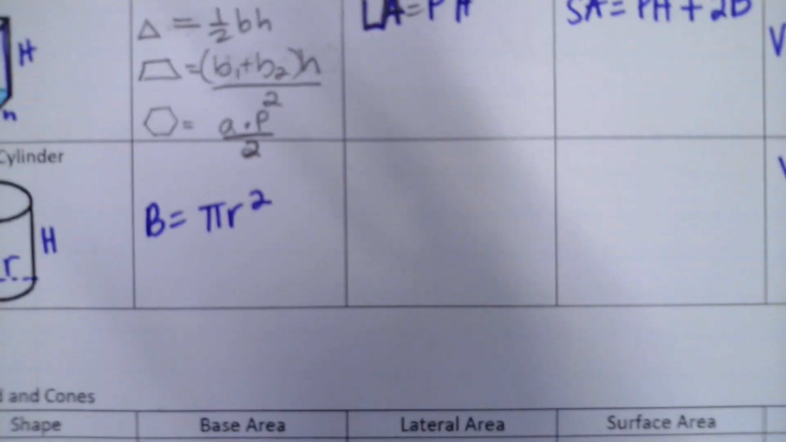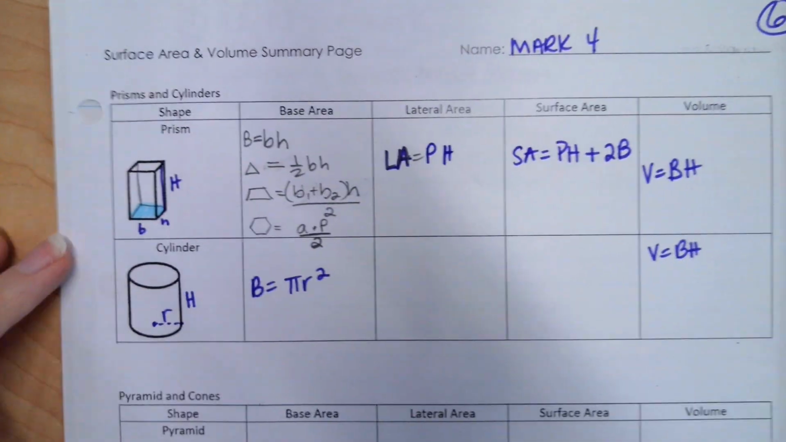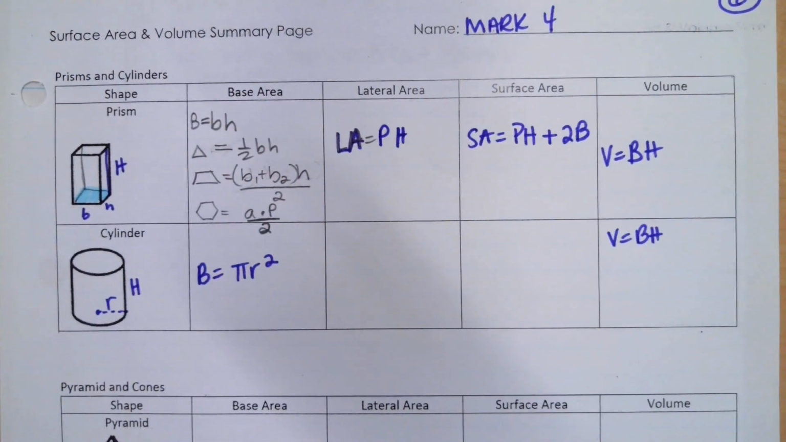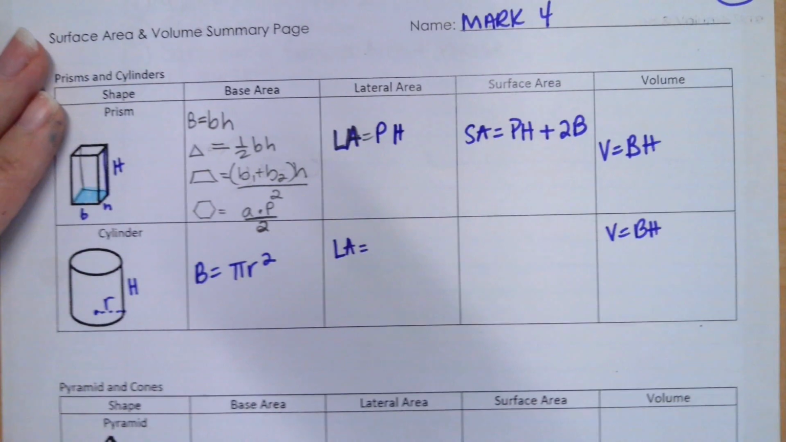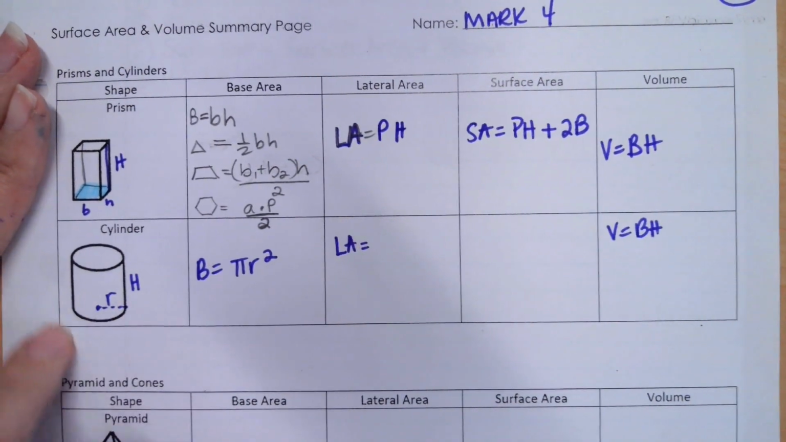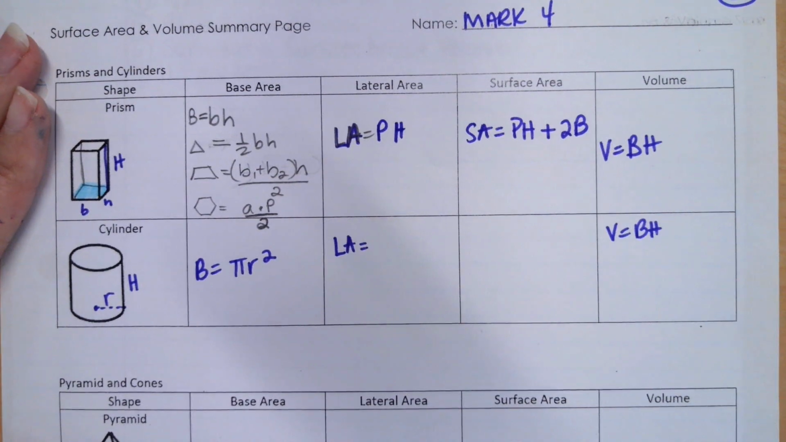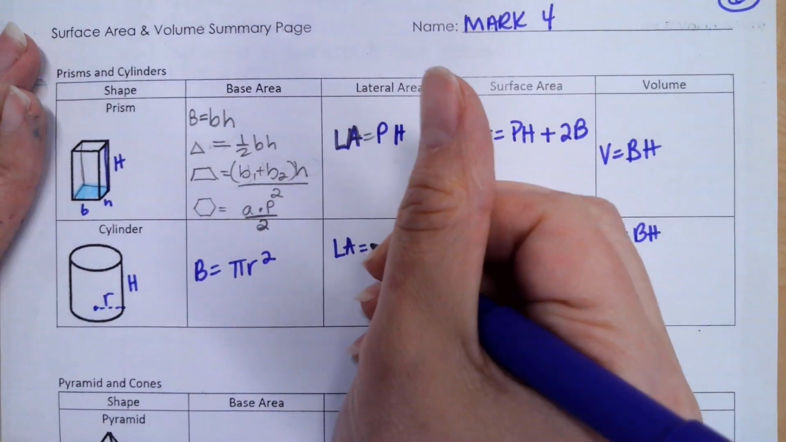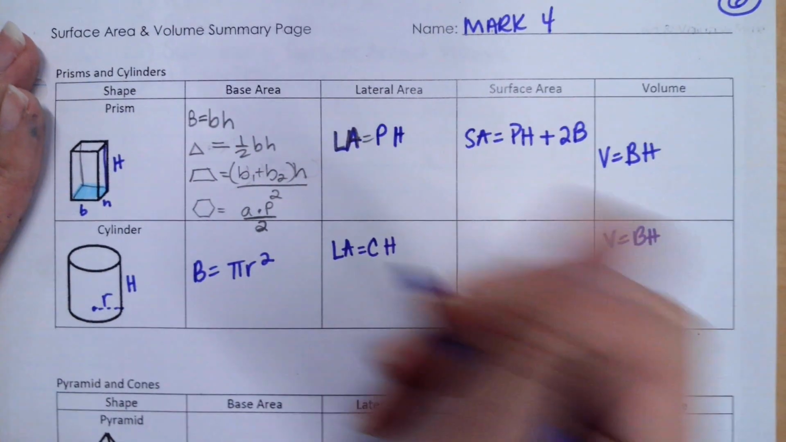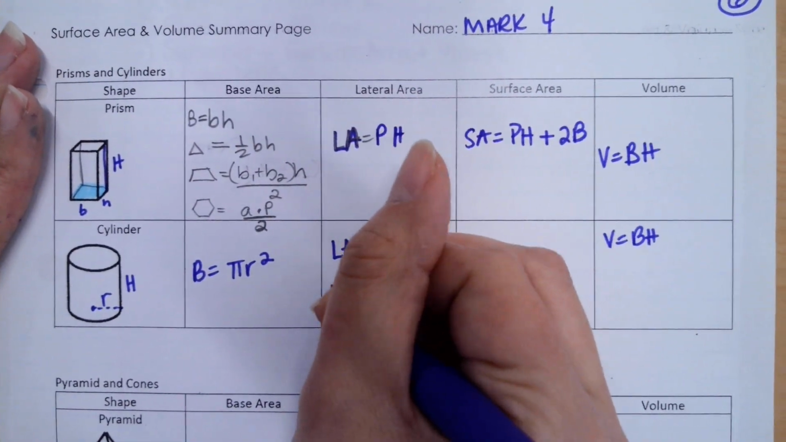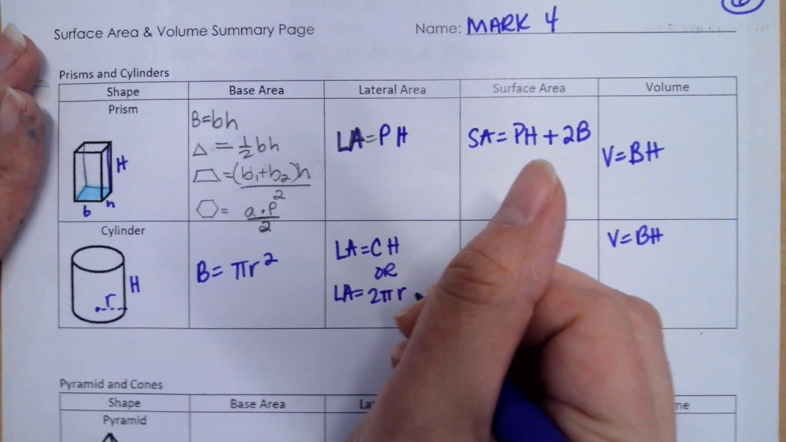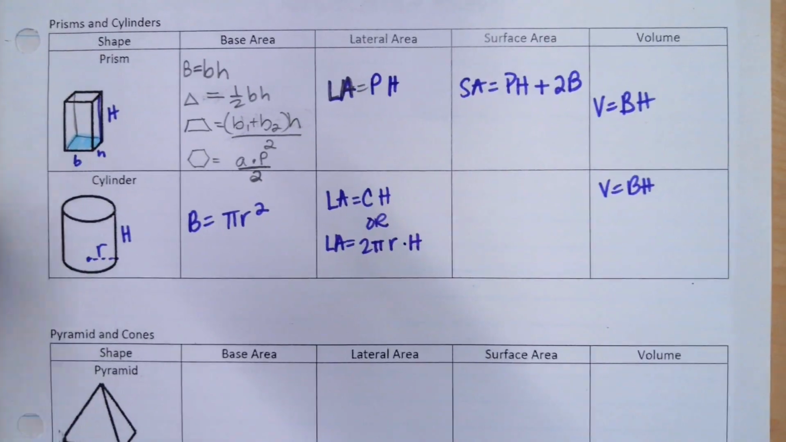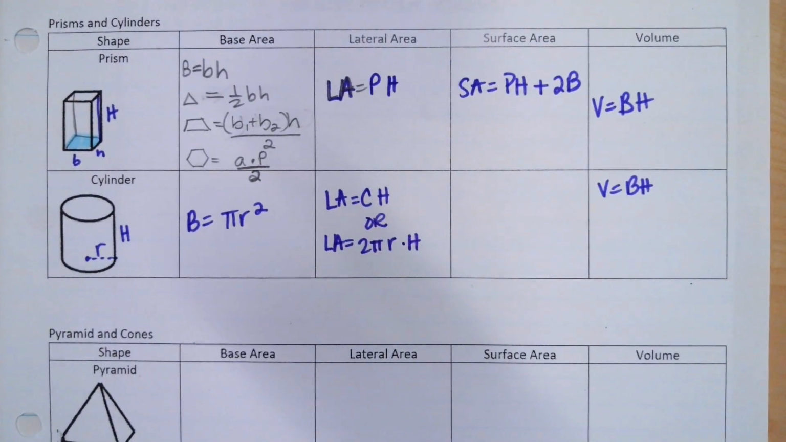Let's go to this part. So my lateral area would be what times what? When you unfolded it, what ended up being the length of that rectangle? Yeah, it's the circumference. Okay, what is the circumference? 2 pi r times the h. So you can use either CH, which is what I use, or you can use the actual circumference formula.